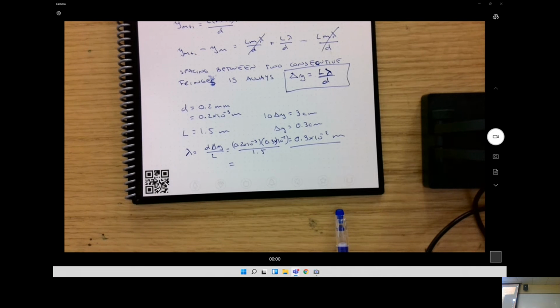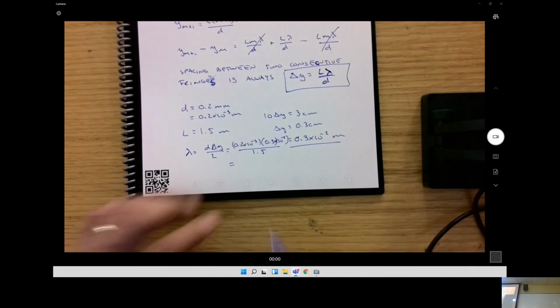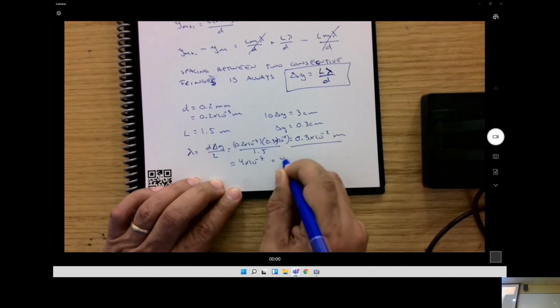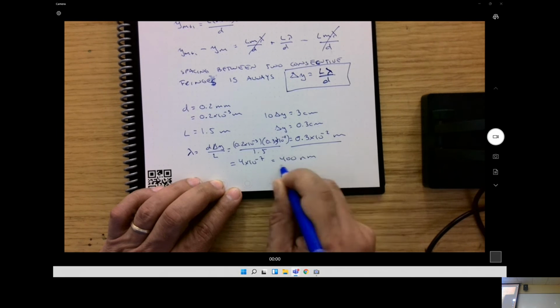0.2, 0.3, oops. Yeah, so that is 4 times 10 to the minus 7. This is 400 nanometers.